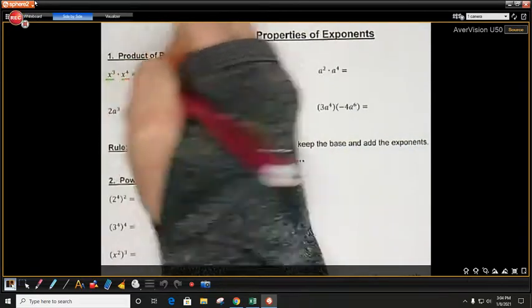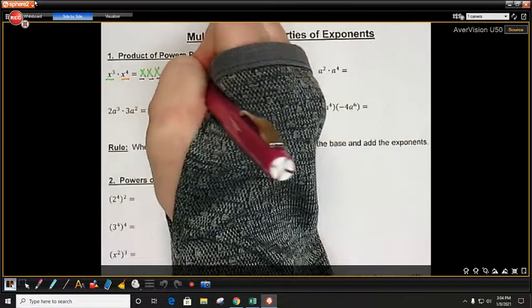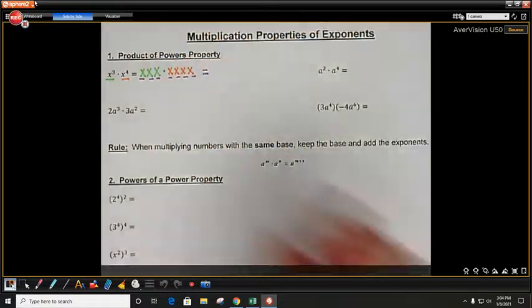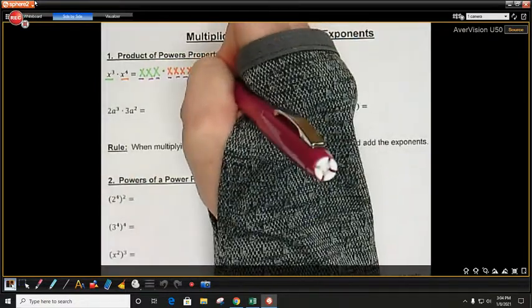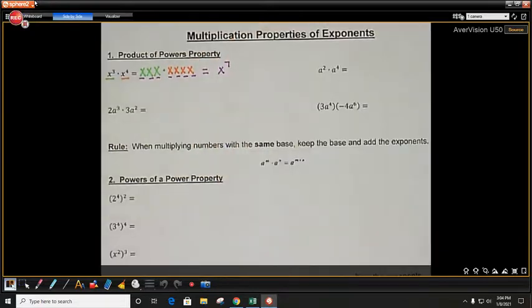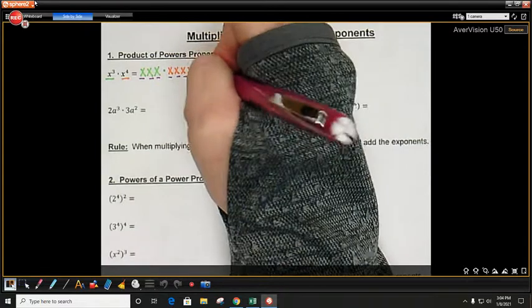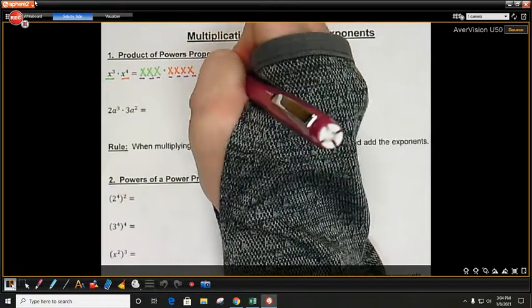I have 1, 2, 3, 4, 5, 6, 7 total x's multiplied together. So that's going to be x to the 7th power. The reason it's not 7x is because, remember, coefficients tell you how many times you're adding something together, and here we're multiplying. So my exponent should be 7.